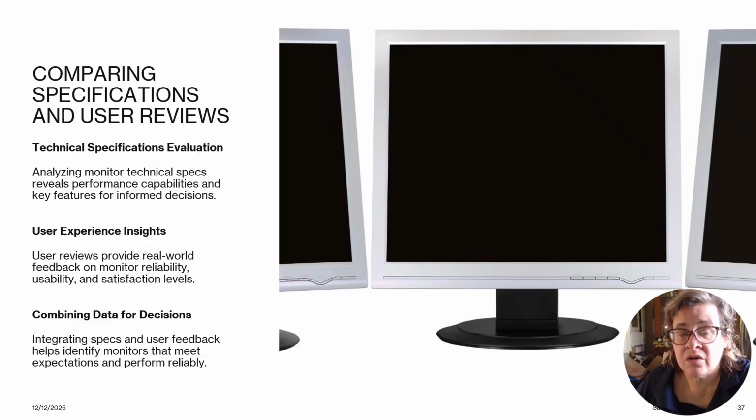Evaluating technical specs alongside user experiences helps identify monitors that deliver reliable performance and meet expectations. So you can look at technical specs and user comments when you're buying monitors. And you might want to go to a specialty computer store where people actually know what they're talking about, to get gaming or high-end computers as well, because the average Officeworks or the average Dick Smiths or whoever probably aren't going to have all that much knowledge. JB Hi-Fi, again, they've got some good stuff, but if you want really high end, you're looking at different sorts of companies. All right.